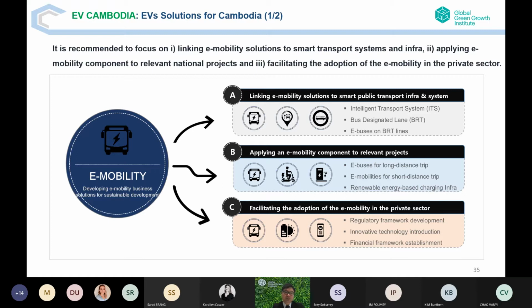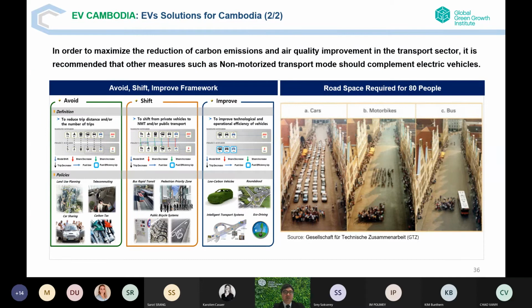The last one is to sustainably introduce electric mobility. It is necessary to invite the private sector into the e-mobility sector. In order to maximize the reduction of carbon emission and air quality improvement in the transport sector, it is also recommended that other measures, such as non-motorized transport modes, be introduced with electric mobility to make it more efficient.